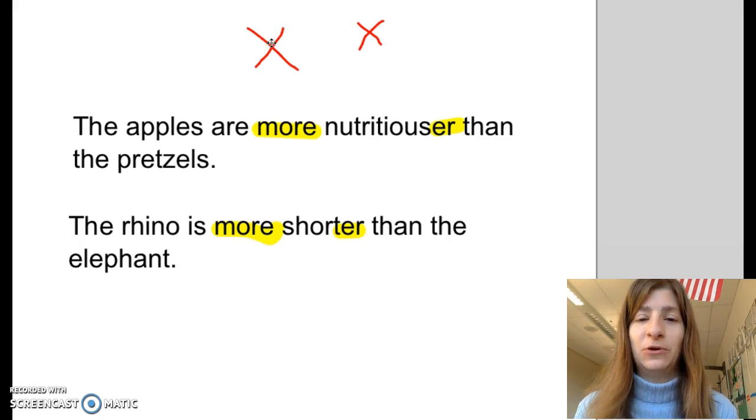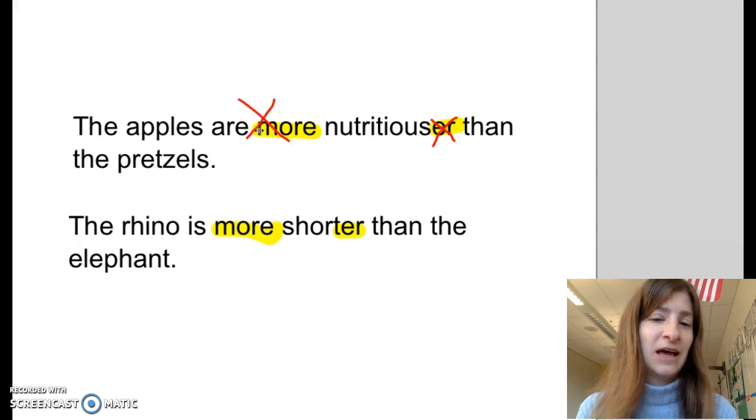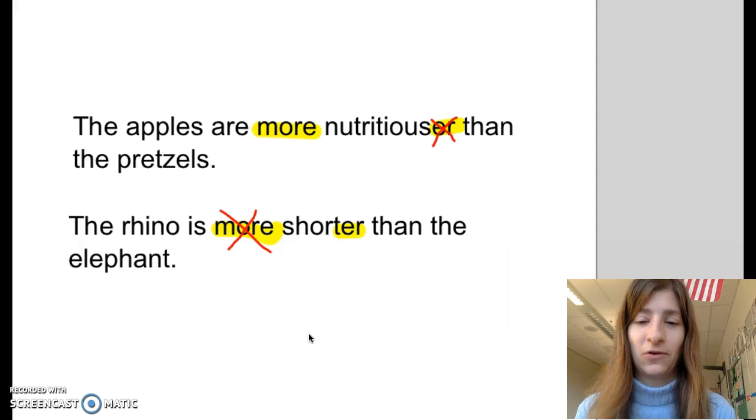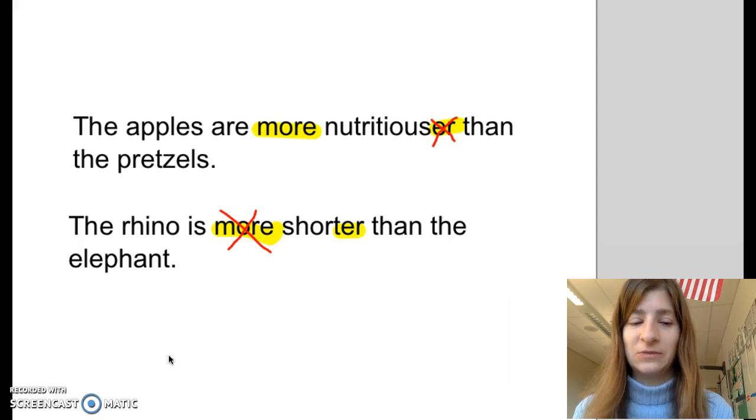So for example, nutritious is a long word. So I do not want the ER if it's a long word. I use more. The apples are more nutritious than the pretzels. Short is a short word, so I will use ER. That means I do not use more. I only need one way to compare, and so ER is what I use there.